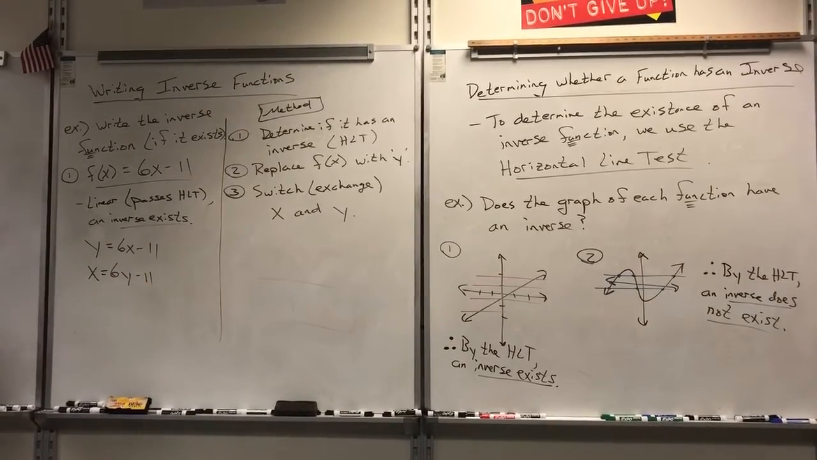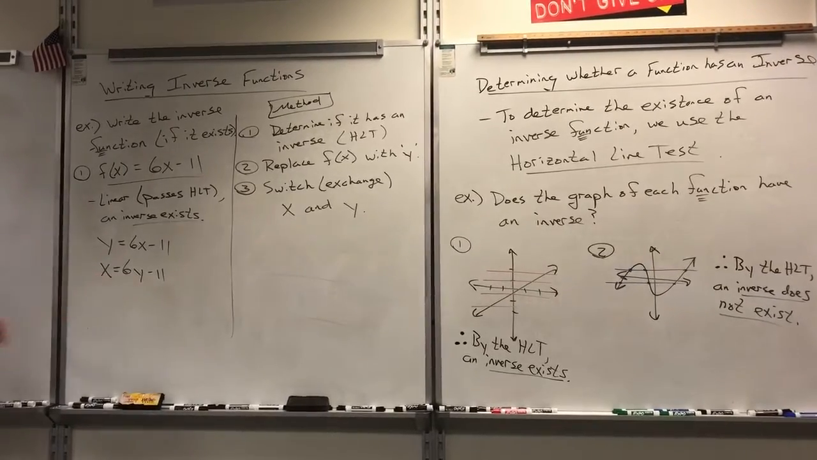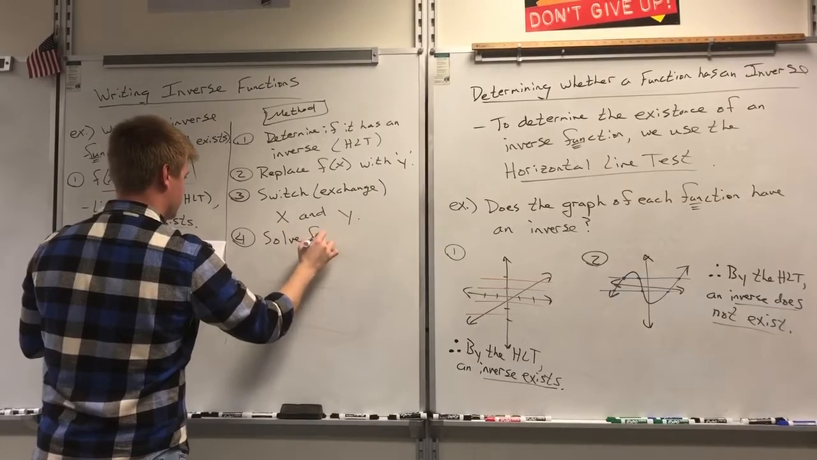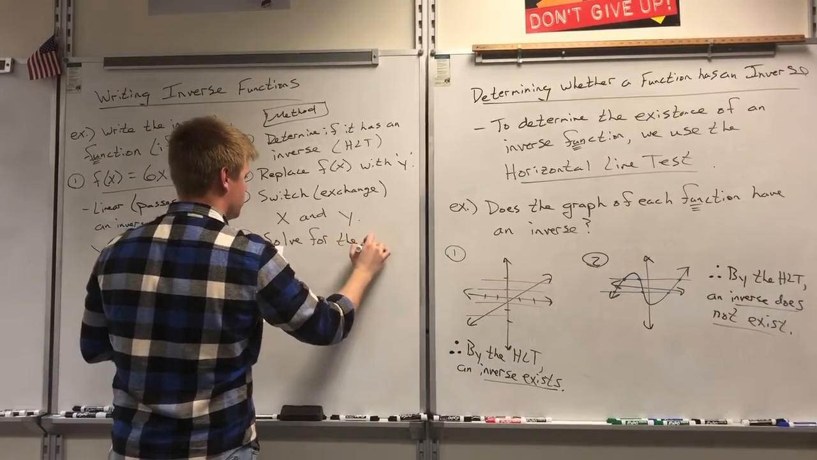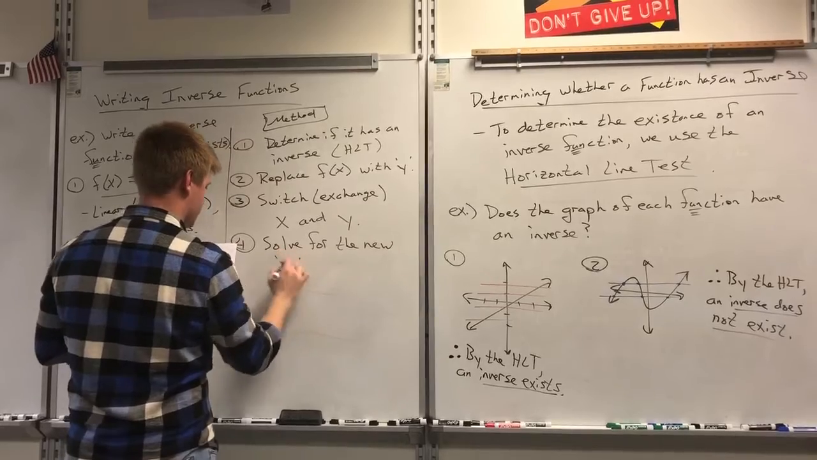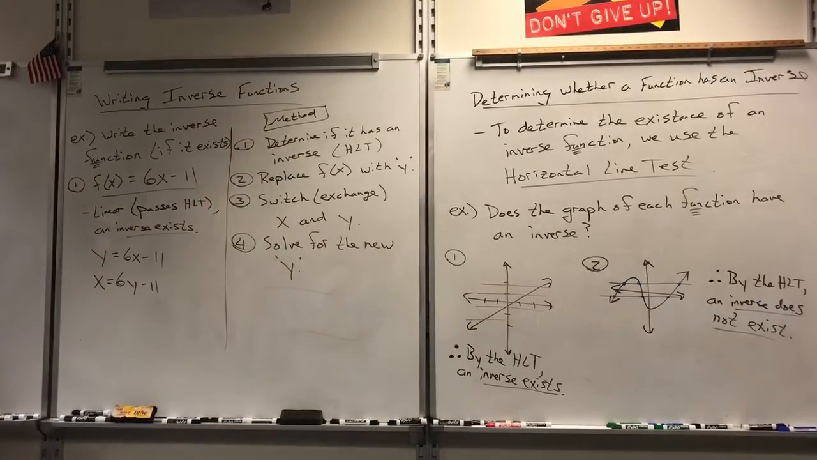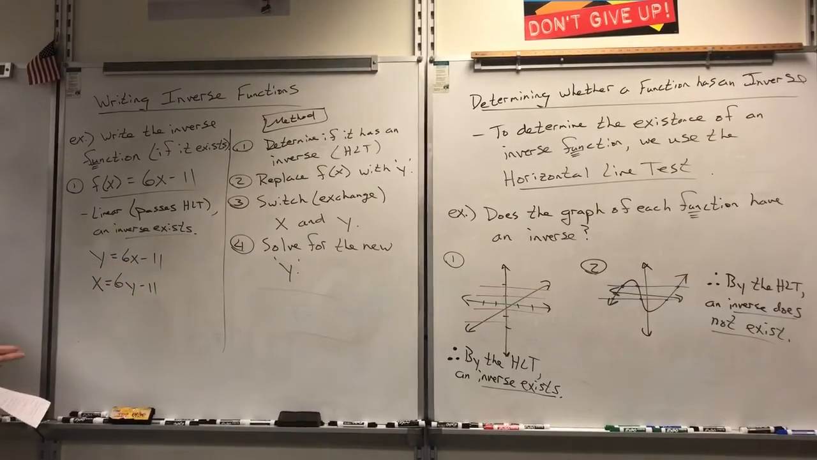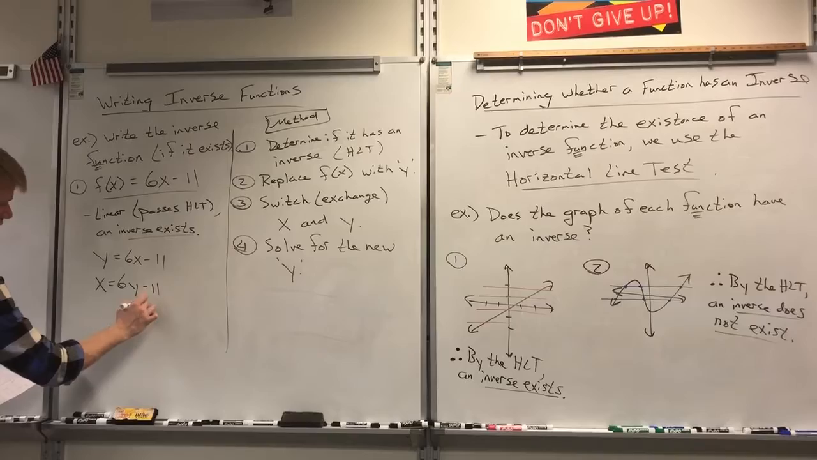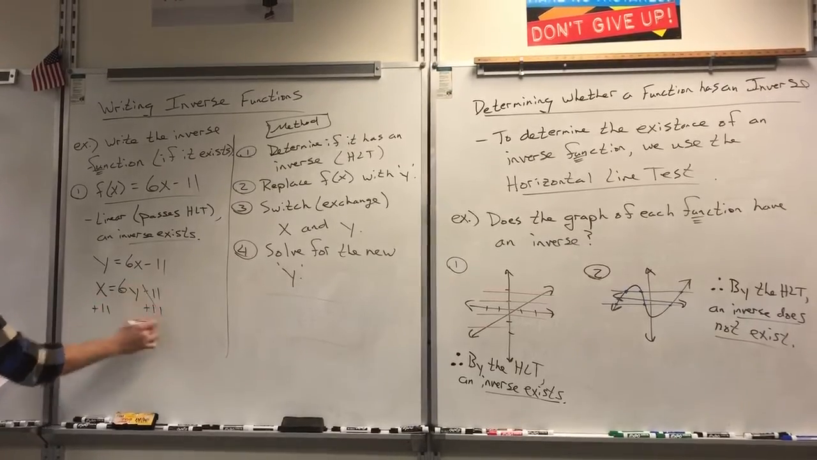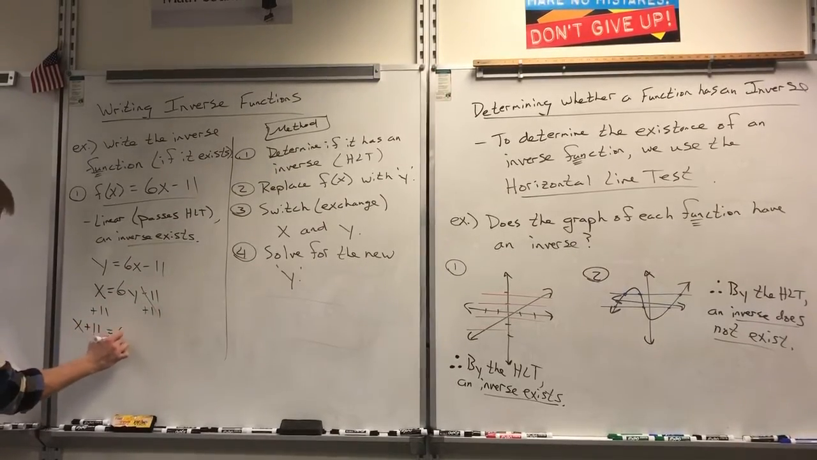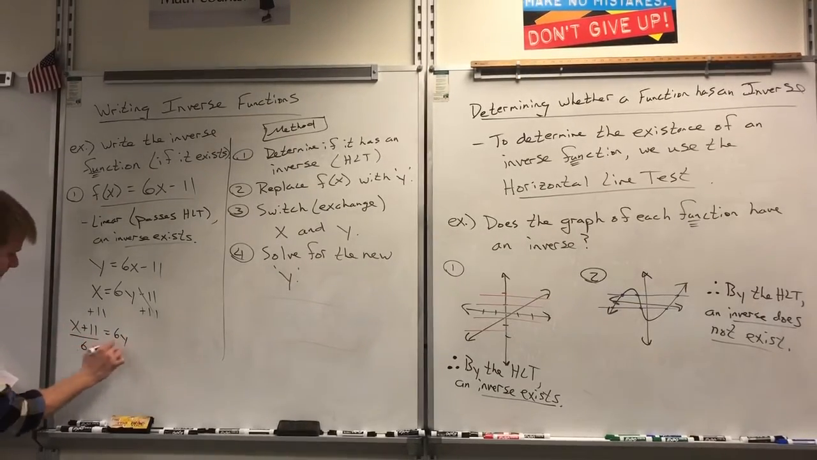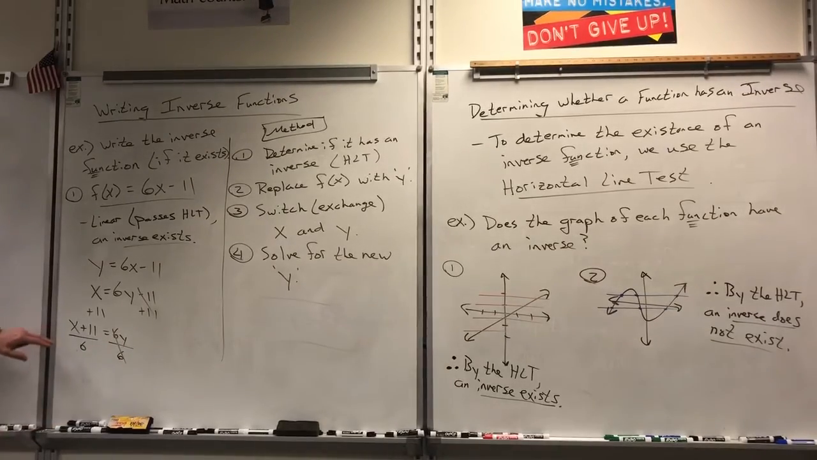What I now do to find the inverse function is get the new y by itself. So we'll solve for the new y. This is going to involve 2 steps. Think the opposite of minus 11. Again, with inverse, we're thinking opposites, so simply add 11 to both sides. So I get x plus 11 equals 6y. Finally, divide both sides by 6, both parts by 6, of course.